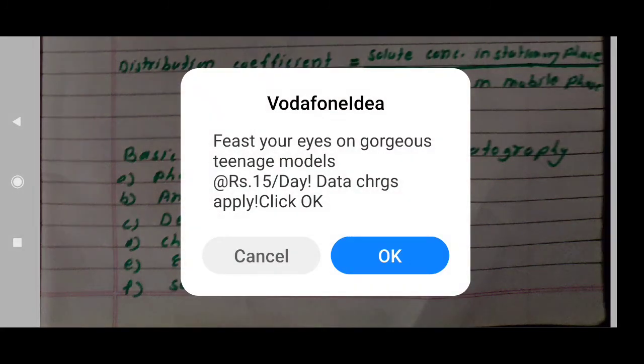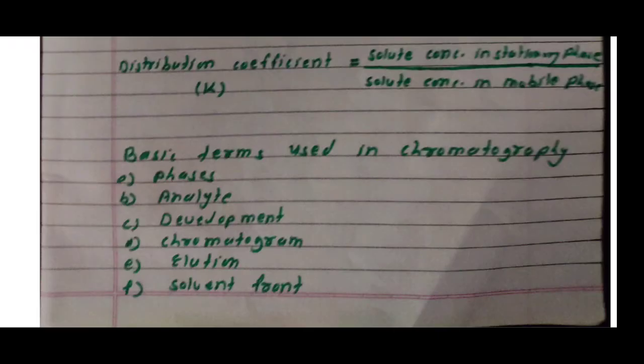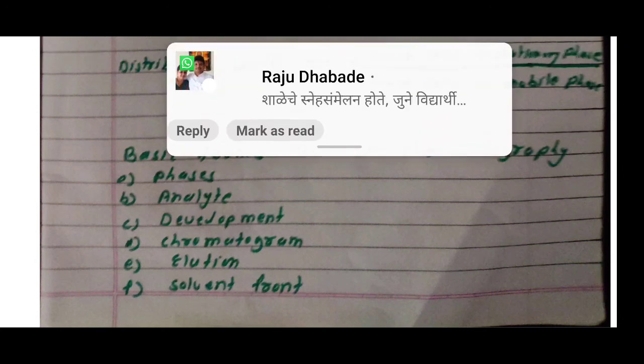Then the second one, analyte. Analyte means the compound that undergoes analysis. This is called the analyte. It is the mixture to be separated into constituent components. The components in the mixture are called solutes.